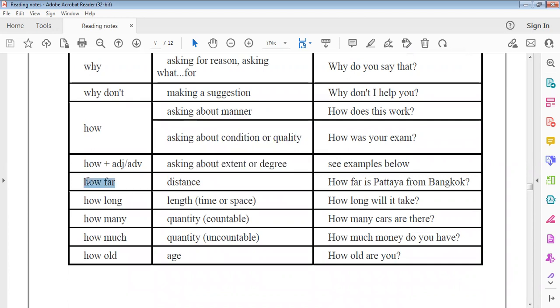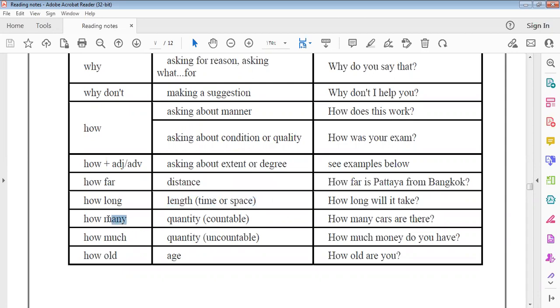Like how far, I use it to ask about distance. How long, I use it to ask about length of time or space. When I say how long is the river, I say it's 50 kilometers long. Or I can say how long will you stay in London. I say I'll stay for 2 weeks.